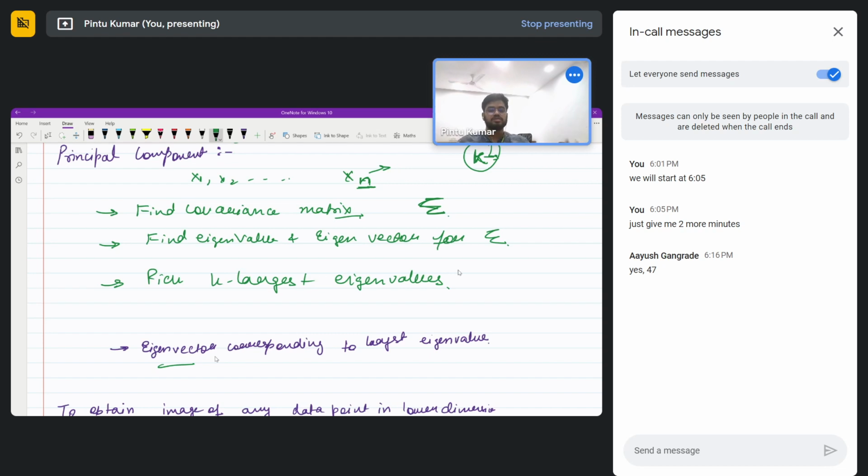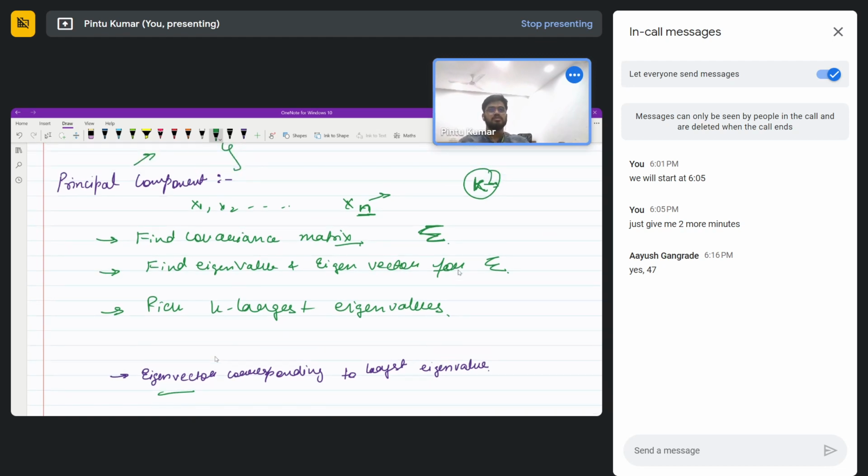Any doubt in this? How do we find principal components? Why do we compute principal components? We have to make the covariance matrix for the Rn space. You need not do it manually, Python will do it for you.